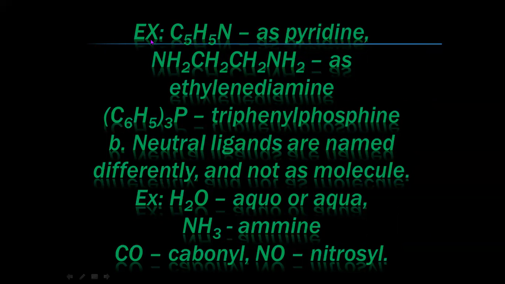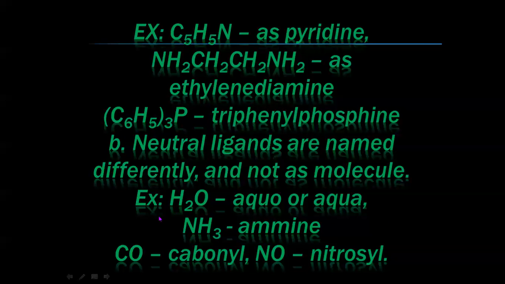Example, if we have organic molecules, we have to write names of those as, if we have C5H5N, pyridine. NH2CH2CH2NH2 has to be written as ethylenediamine. Then C6H5 taken 3 times with P. 3 means tri. The name of C6H5 is phenyl. So triphenylphosphine. It is the derivative of phosphine. PH3 is called phosphine, and we have replaced hydrogens with these rings. C6H5 is benzene with one hydrogen less. So all 3 hydrogens are replaced by 3 rings of benzene. Therefore, it is phenyl and triphenylphosphine.